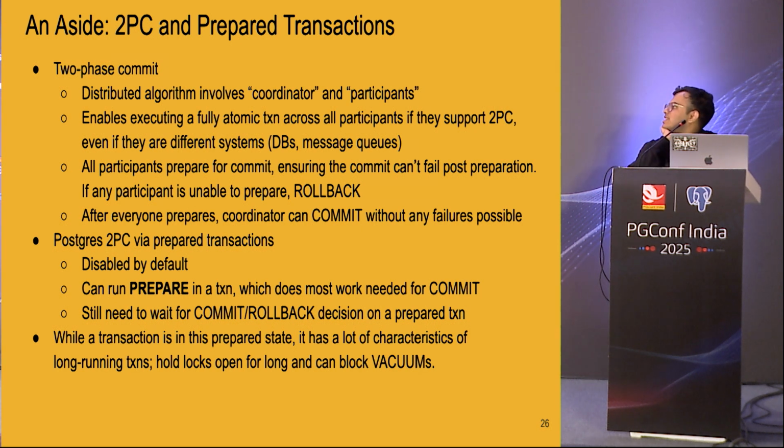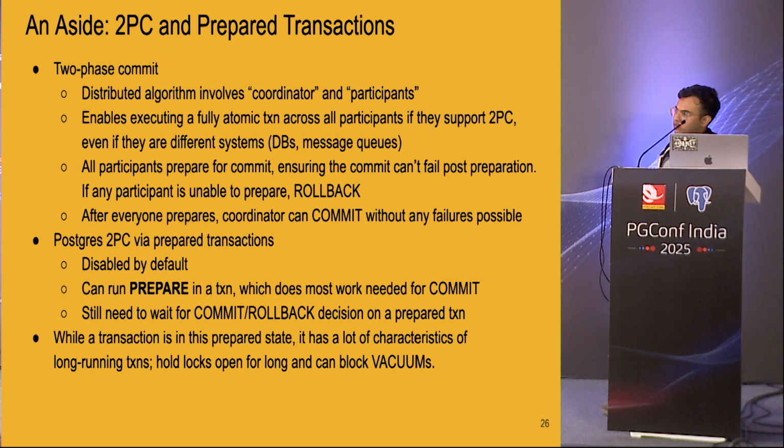So what is two-phase commit? Two-phase commit is pretty interesting. It is a distributed algorithm that involves coordinators and participants. That's the terminology for two-phase commit. What two-phase commit lets you do is execute a transaction across multiple distinct participants. So if I have a MongoDB database and a Postgres database, I can run a transaction across these two if they support the two-phase commit protocol.